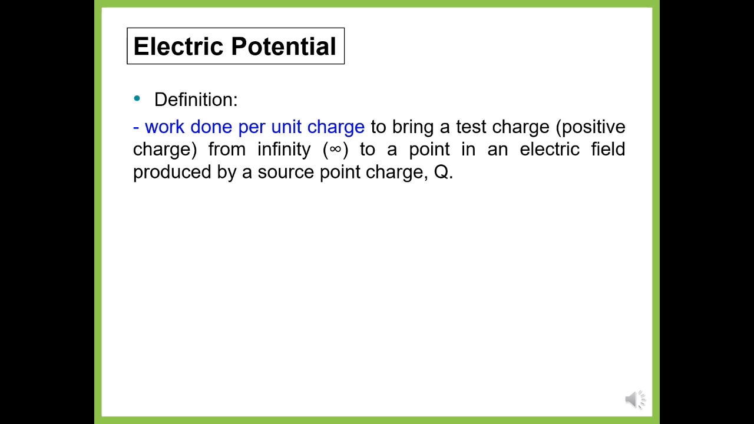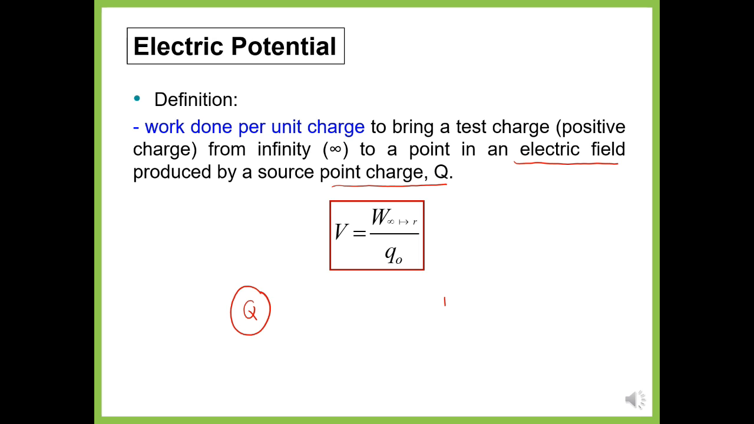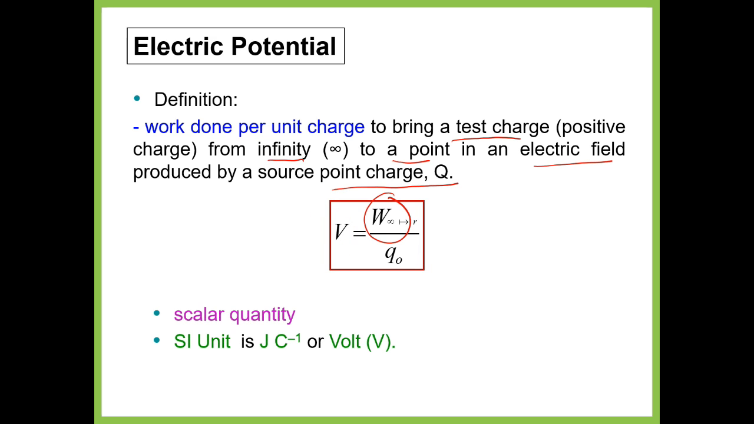Electric potential is defined as the work done per unit charge to bring a test charge from infinity to a point in the electric field produced by a point charge. So we have a point charge and we want to bring a test charge from infinity to a point in the electric field. The work done to bring this charge to this point divided by the magnitude of charge is equal to electric potential. The unit for electric potential is joule per coulomb, or volt.